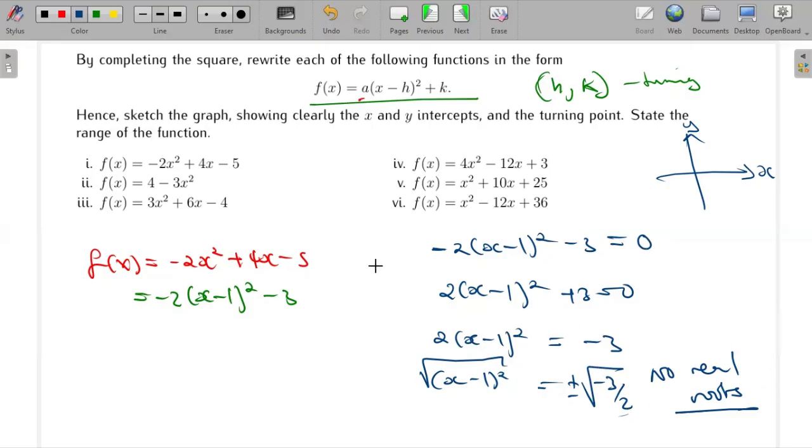For the x-intercept, you have no real roots. You can find the complex roots, but then you have no real roots, so we can't sketch. But then we can also find the y-intercept. So these are the x-intercepts.